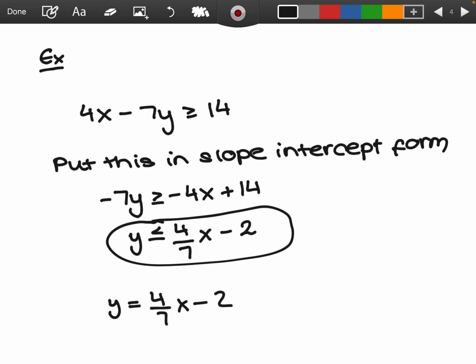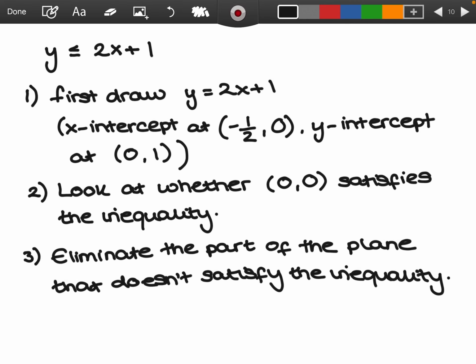You have not only the points that lie on the line y is equal to 4 over 7x minus 2, because remember we have a less than or equal to here. You don't only have the points that lie on the line, you also have any points that satisfy that y is less than 4 over 7x minus 2. So this actually represents a plane, and we're going to look at how we would draw that on our Cartesian xy plane. So we're going to look at how we can graph these particular inequalities.